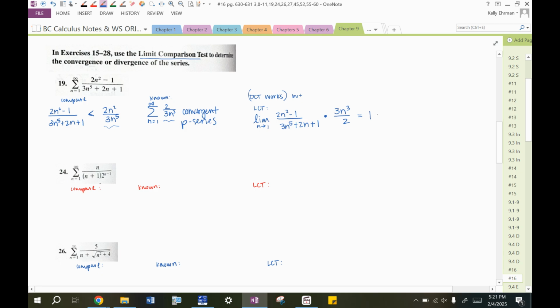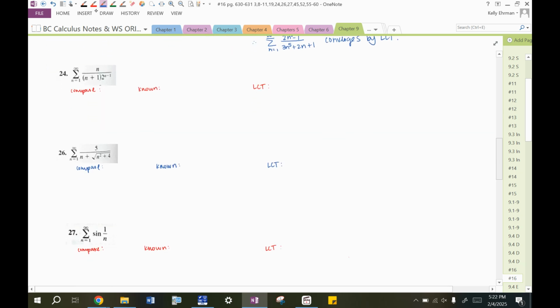As long as you get a number between 0 and infinity, then the two series act the same. So I can say, therefore, the sum from 1 to infinity of 2n squared minus 1 over 3n to the fifth plus 2n plus 1, that also acts the same as this p series, so it also converges. So converges by LCT.